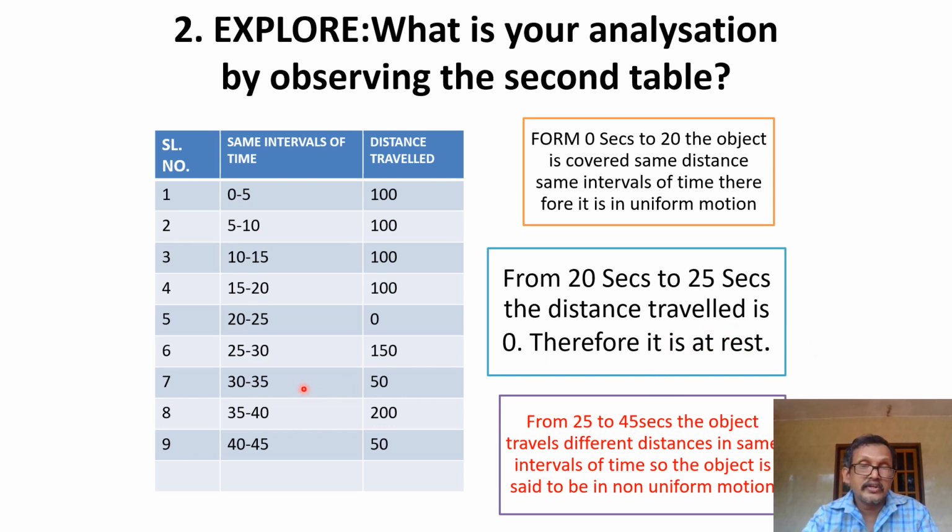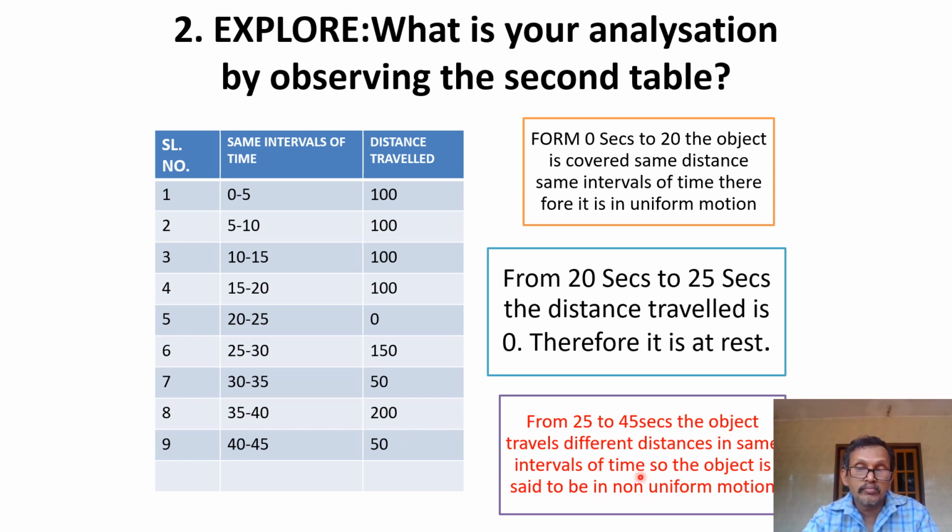So see here, 25 to 30 seconds 150 meter, 30 to 35 seconds 50 meter, 35 to 40 seconds 200 meter, 40 to 45 50 meter. So from 25 to 40 seconds, the object travels different distances in the same intervals of time. In each 5 seconds, the distance travelled is different. Therefore, this is non-uniform motion.